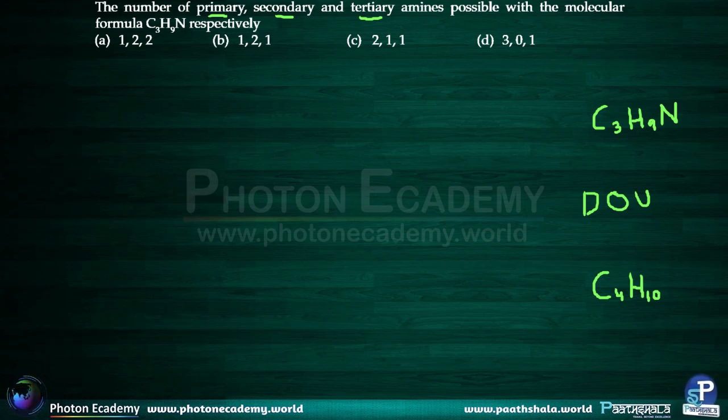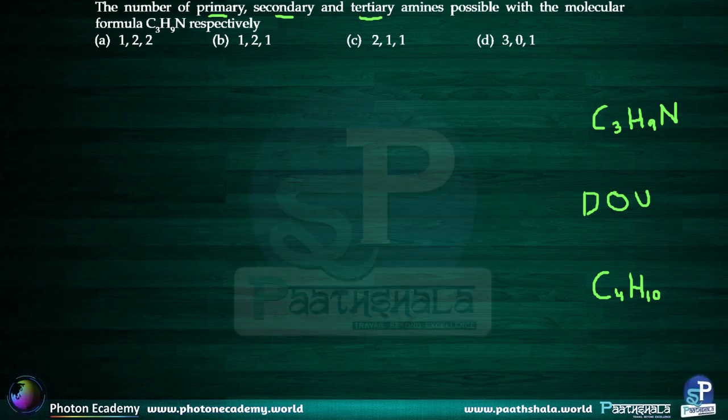Now C4H10 is an alkane. There is no scope for the presence of any ring. There is no carbon-carbon double bond. There is no element of unsaturation. So the degree of unsaturation is going to be 0. Thus we have understood that the degree of unsaturation for C3H9N is going to be 0.